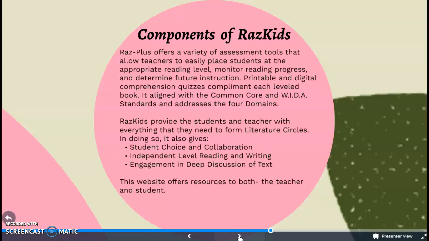They can do a printout of the story. They can do the digital. So they can do this at home with their parents. They can do literature circles. So there are so many things that they can do with this particular tool. The teacher can do whole group, small group, individual. So this is a good program, and they do offer resources for both the teacher as well as the student.